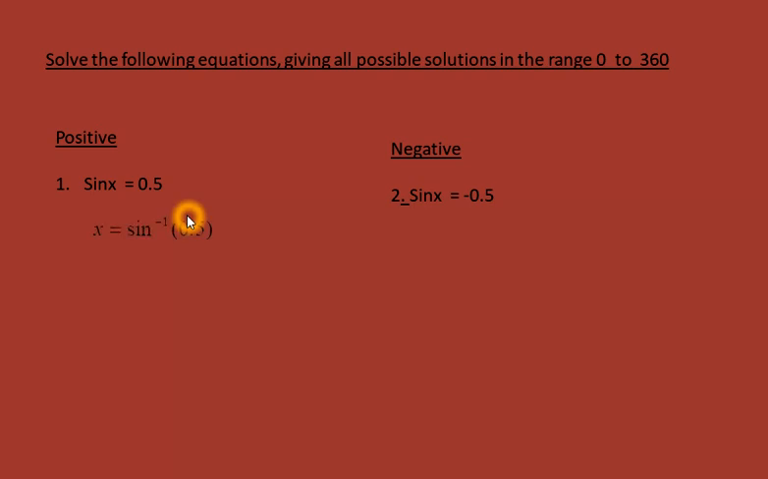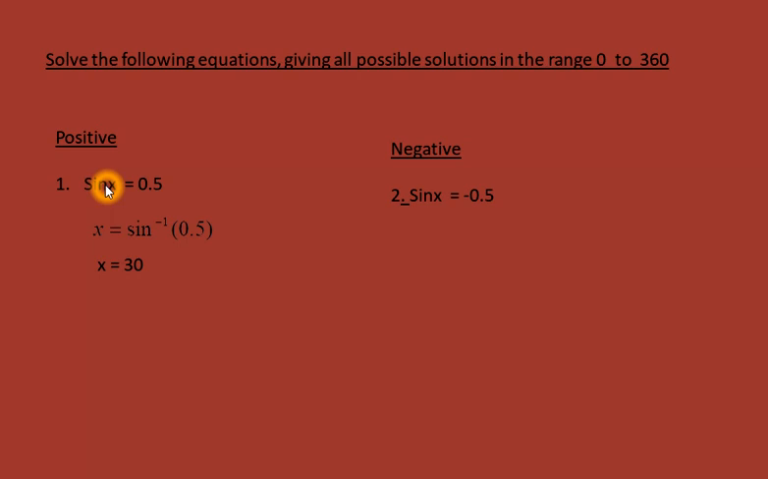Here sin x is equal to 0.5, so you have to find sin inverse 0.5. We know how to find that one. Taking the sine to the other side, x is equal to sin inverse 0.5. What is that value? That value is x equal to 30 degrees. Then next, we have to find one more value that satisfies this equation.